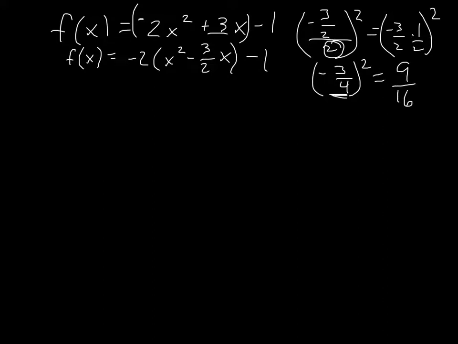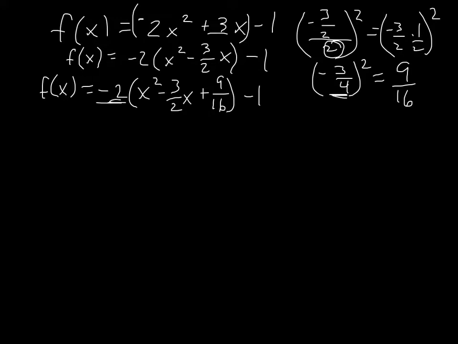So when I go back over here, f of x, trying to give myself as much room as possible, negative 2 x squared minus 3 halves x. Negative 2 then, and then plus 9 over 16. So I have minus 1, and then it's negative 2 times 9/16. What is that really going to be?